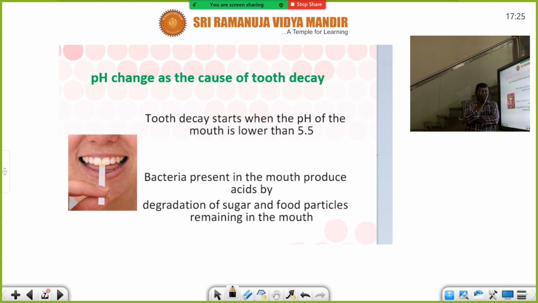Before the meal and after the meal, the pH values change. So it is a good habit to brush the teeth two times a day. Maintain the pH range at neutrality, neither acidic nor basic.